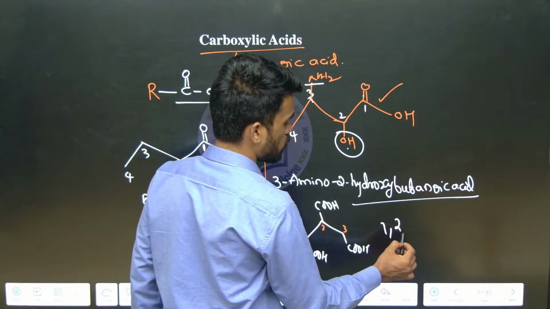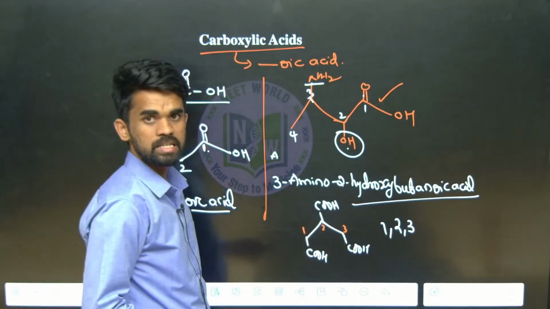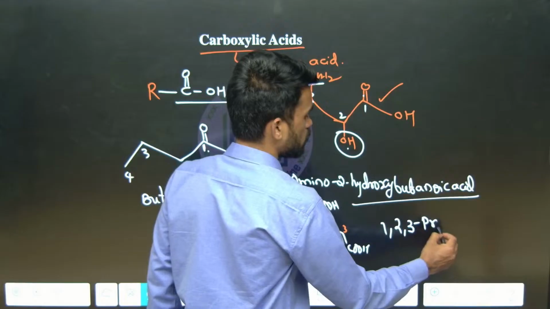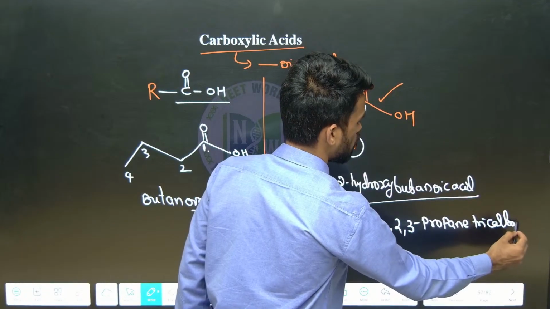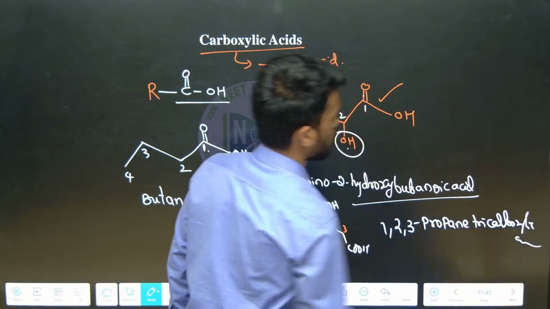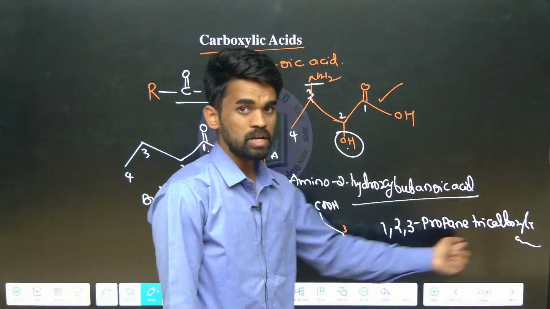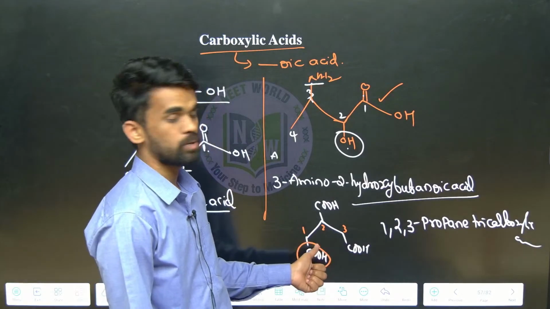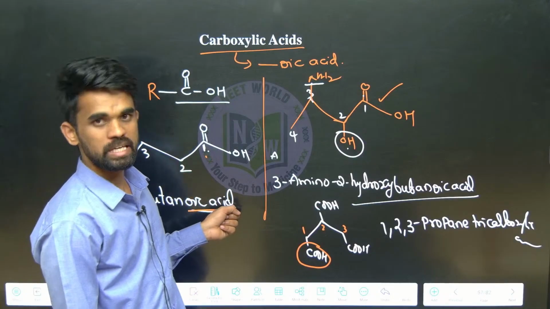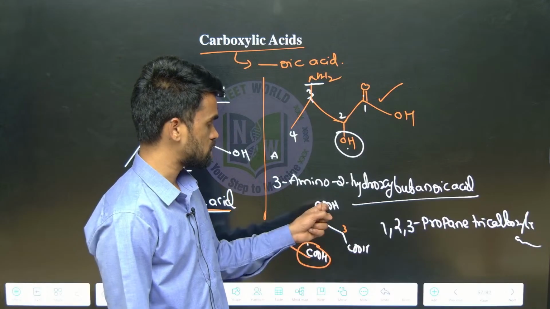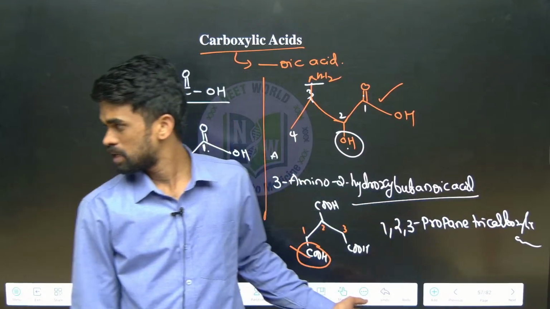So 1, 2, 3, like propane 1, 2, 3 tricarboxylic acid, or 1, 2, 3 propane tricarboxylic acid, okay? This is how you need to name. See, I am using the word carboxylic acid when I am not counting the carboxylic acid carbon. If I count the carboxylic acid carbon like here, I should end the name with oic acid. Here I am not counting the carbon of these carboxylic acids, so it should be mentioned as tricarboxylic acid, okay? Is this clear?